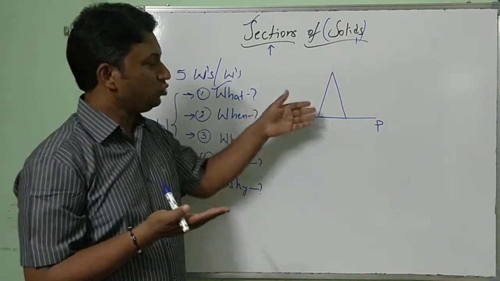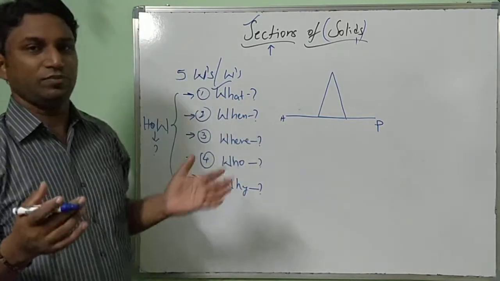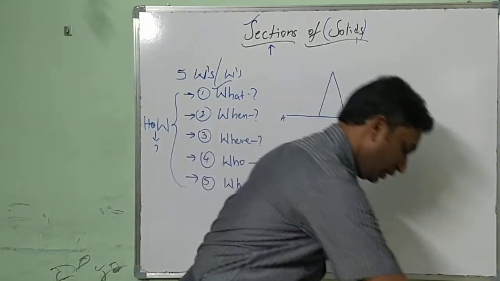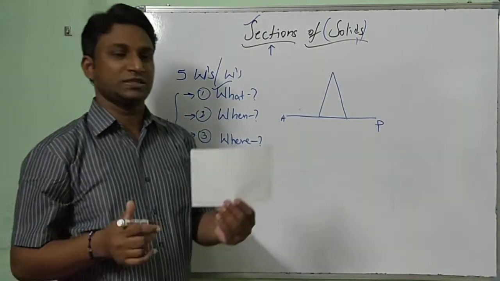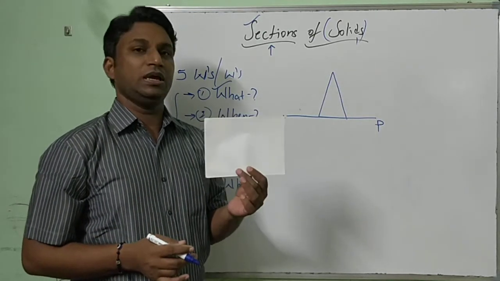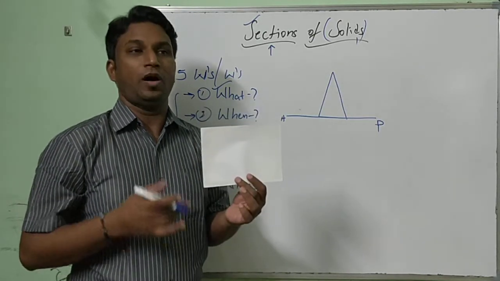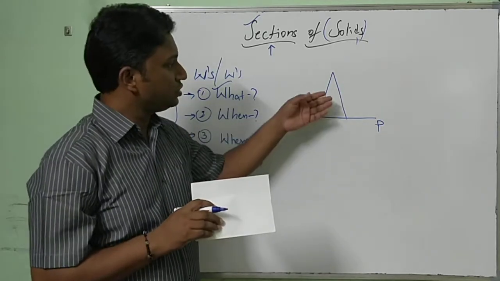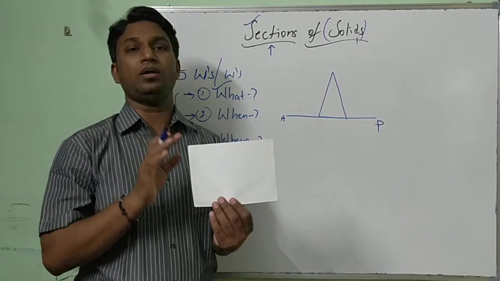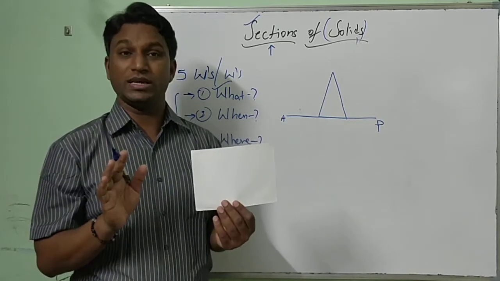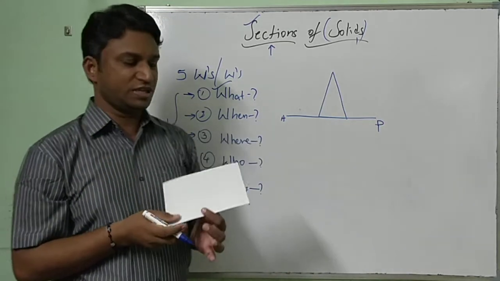Now, in the same way, to cut it, we need something, right? Something which is called a cutting plane. The cutting object which is used to section the solid is called a cutting plane or section plane.